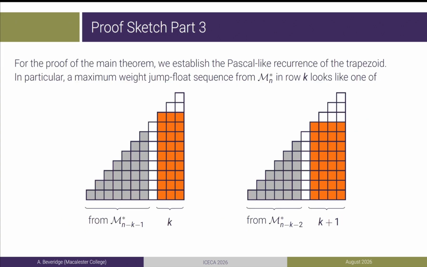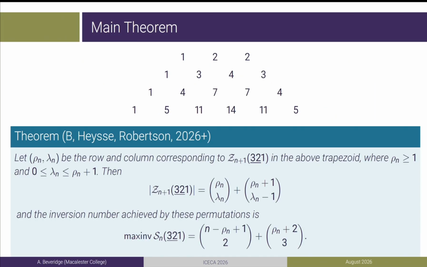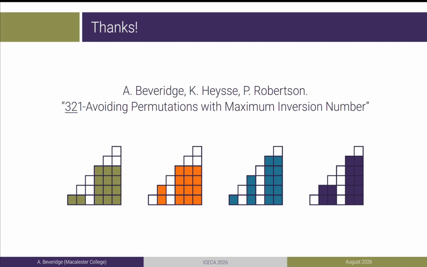This brings us to the Pascal-style recurrence of the proof. We're able to argue that if we are in row k, then the last rectangle has width k or k+1. We then use induction to fill in the remainder of the rectangle packing using the northwest and northeast neighbors of our problem size. So that's the high-level view of our result. Once again, we were able to fully characterize the 3-2-1 avoiding permutations with maximum inversion number. Thank you so much for watching this video.